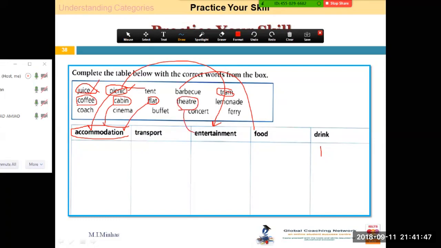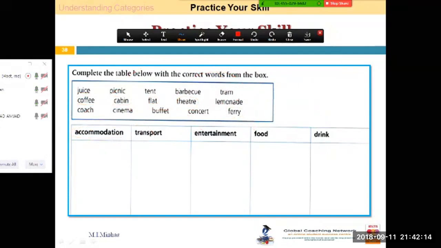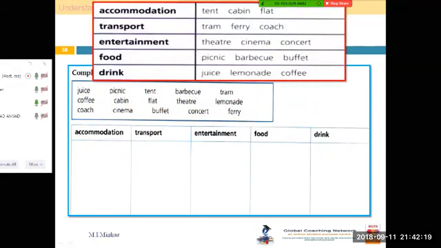And then lemonade? Drink. Then coach? Transport, sir. Then cinema? Entertainment, sir. And then buffet? Food, sir. Then concert? Entertainment, sir. And ferry? Transport. Yeah, it's kind of a ship, you can say. And now let me move on.